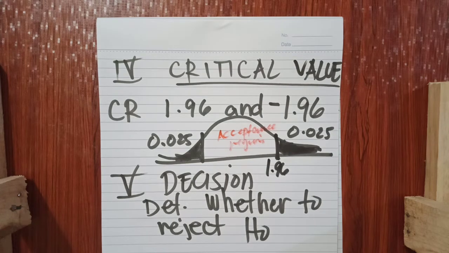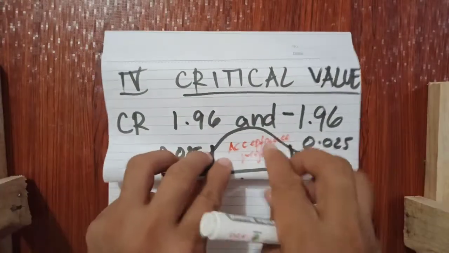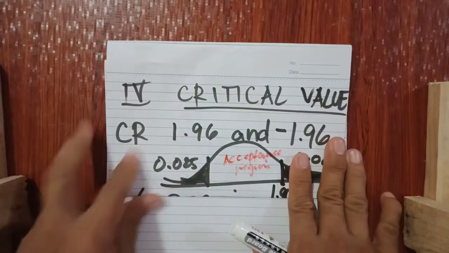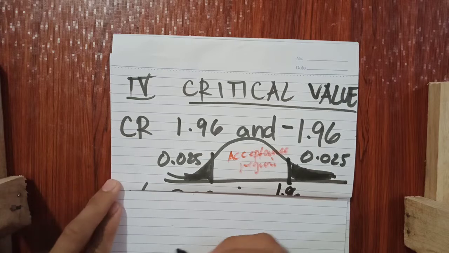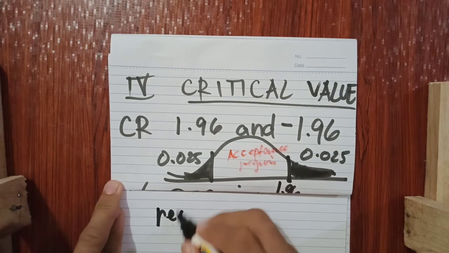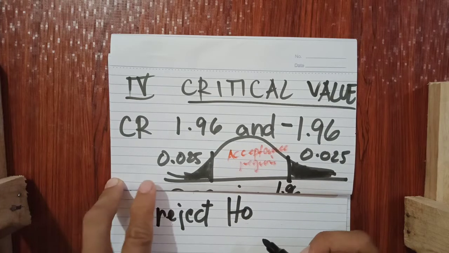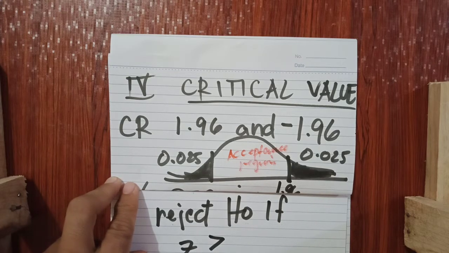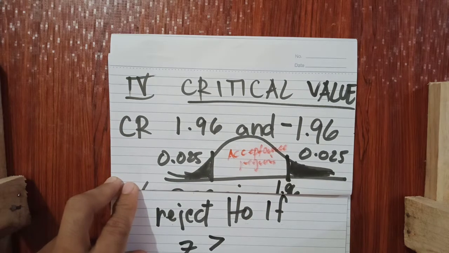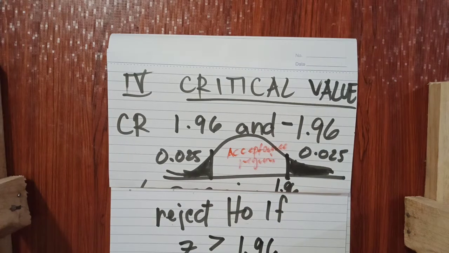Yan ang ating step 4. Tutuloy lang natin yung step 4 natin. Tandaan mo, reject the null hypothesis if yung z natin na na-compute ay greater than or equal to 1.96. Okay, reject mo yon.